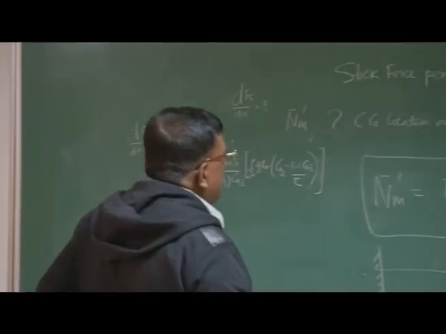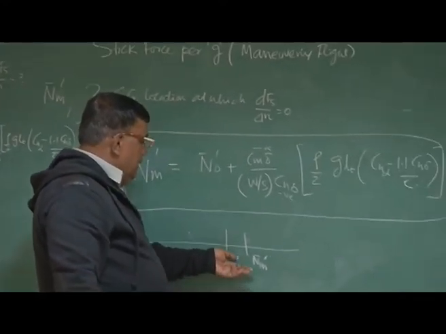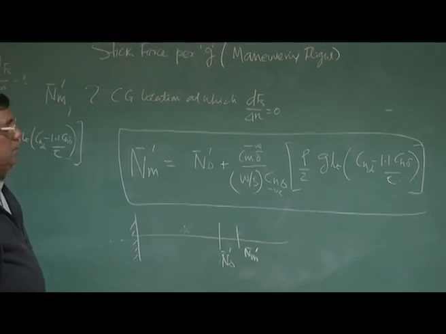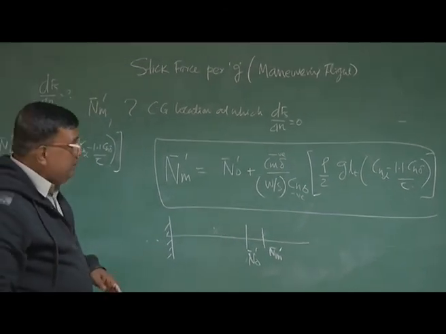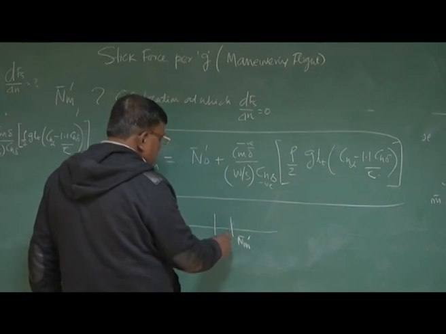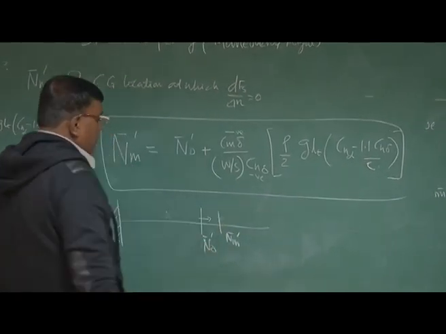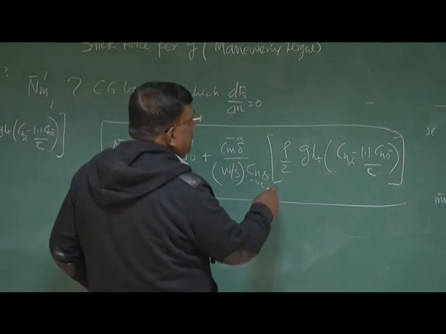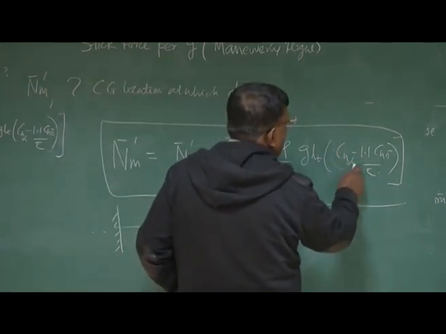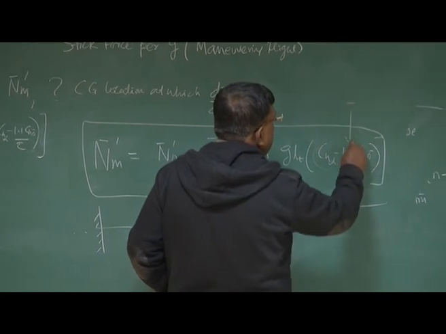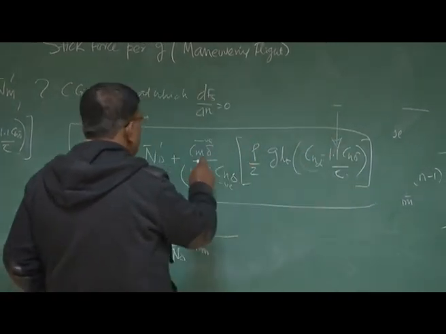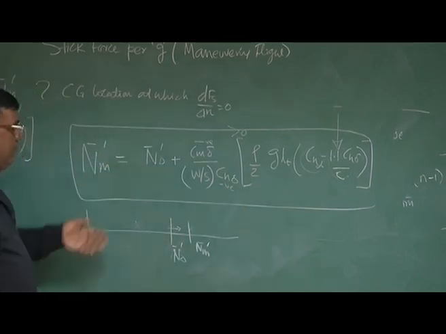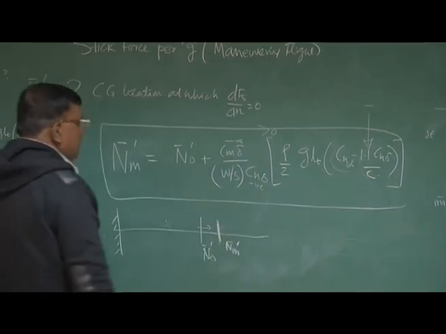If I ask which way Nm prime would be with respect to N naught prime, you know it is a maneuvering stick free neutral point. So by our own understanding, it should be aft of N naught prime. If you see the expression, this is negative, and between Ch alpha and this term, this will dominate, and there will be a minus sign here. So overall this term will become greater than 0. So Nm will be more than N naught prime, and this will be somewhere here.